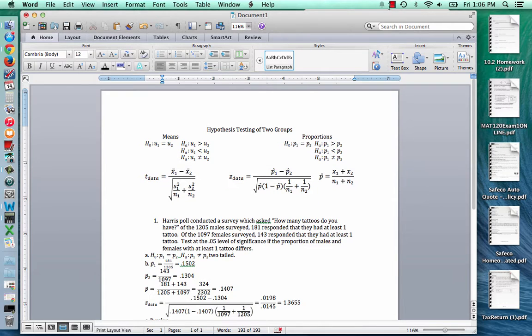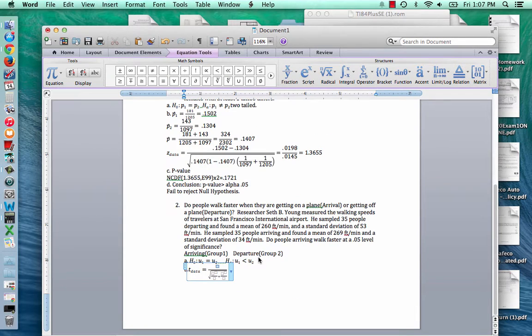So I'm going to plug those numbers in, and I'll do that while I pause it. T-data formula. We have to get the mean from group 1. That's our arriving group. He sampled 35 people arriving and found a mean of 269 feet. So we're going to do 269. And we can just put this all in group 1 like this. So the standard deviation goes here, 34 feet per minute squared. And then the sample size for group 1 was 35.